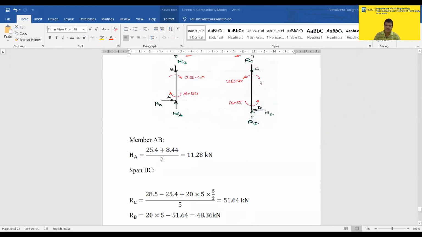This is anti-clockwise. This is anti-clockwise. So this must be clockwise. So it will be like this. These anti-clockwise moments will be balanced by the clockwise moments. But if we take HD equal to MDC and MCD divided by the height 4, both are negative. That's anti-clockwise. If they are clockwise, they will be taken positive. So negative means the direction of HD will be in this direction. Positive means in this direction. Towards right it is positive, towards left it is negative, for the horizontal reaction.